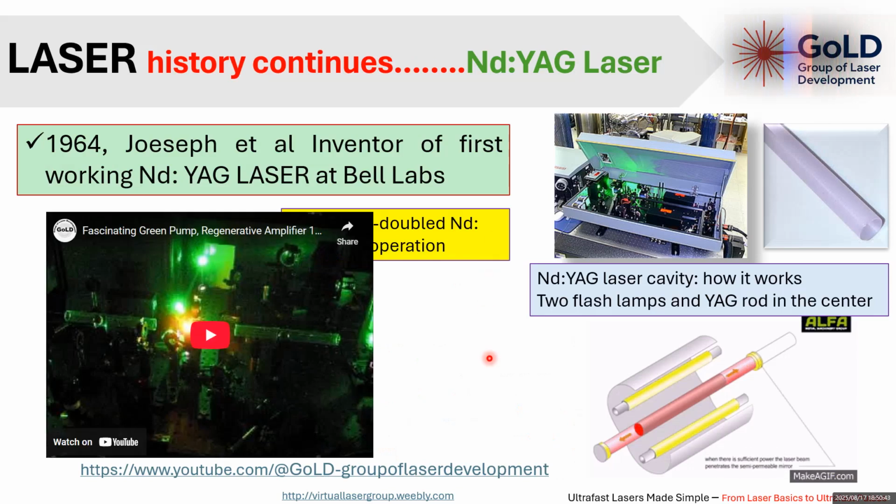a very important laser that we call the Nd:YAG laser. The emission wavelength of the actual Nd:YAG laser is 1064 or 53, I think. It was invented by Joseph in 1964 at Bell Labs, America.